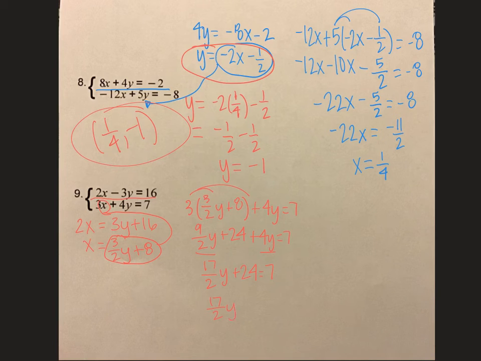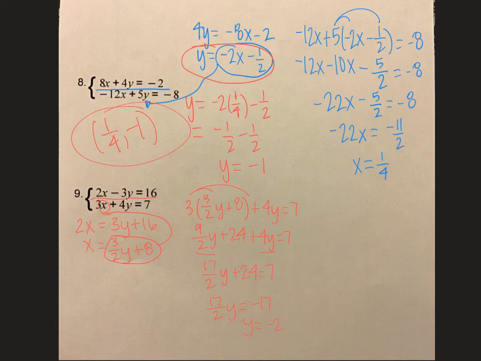So if I subtract my 24, I end up with negative 17. Remember when you have a fraction, you can divide by that fraction, or you can multiply by the reciprocal. Either way, when we do that, we're going to get negative 2 for y.